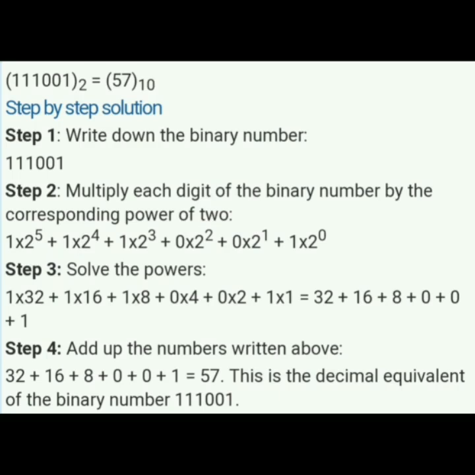Multiply 2 five times, then multiply 2 four times, multiply 2 three times, then multiply 2 two times, then multiply 2 one time, that is 2, and 2 to the power 0 is equal to 1. In step 4, add all the numbers, we will get 57. That is the decimal equivalent of the binary number. In this way, we have converted binary number system into decimal number system.